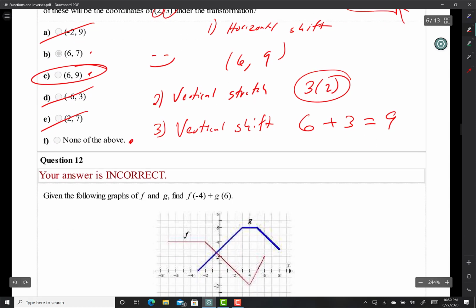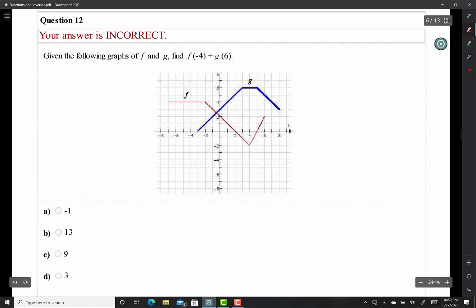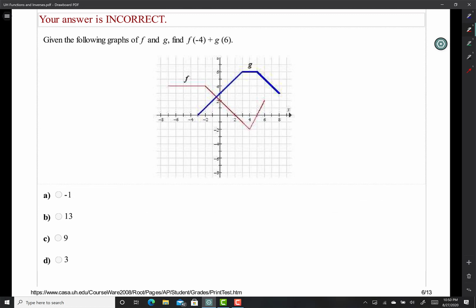All right, guys, let's keep going. Given the following graphs of f and g, find f of negative 4 plus g of 6. Well, f of negative 4 just means what's the y value when x is negative 4 for f. The red graph is f, so I go to negative 4 and I find that y value. That y value looks like it is 4. So that's a 4. And then it says g of 6. I go to the 6 here, I go to the blue graph, and when x is 6, it looks like the y value is 5. So that's 5. Yeah, it is. So 4 plus 5 is 9, and we look for that answer.